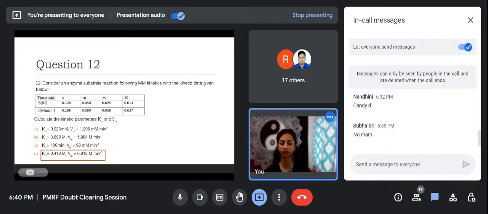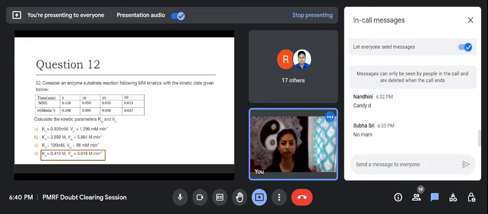You also have to see if the units are correct or not. In your data, the unit for substrate was given in M, and that is what is there in Km, and your V was given in M per minute, and that is what you got in Vm also. There could be some options in which they are not correctly written, so you have to make sure of that too. In this case, all of that is correct, but here millimolar is written, which is not correct. In a few of the options, millimolar is written. That is not correct.